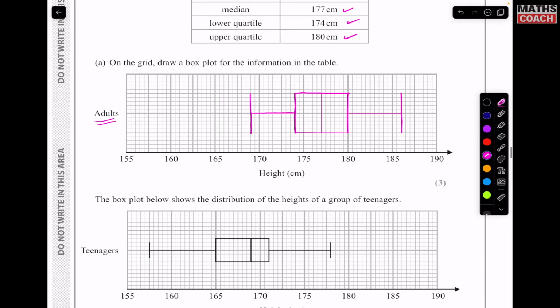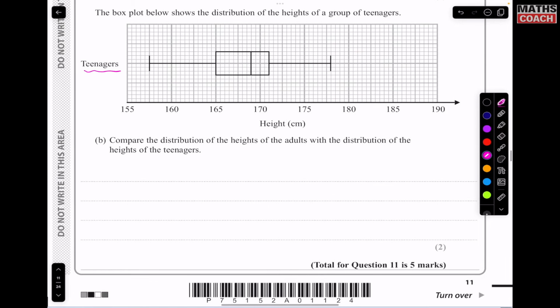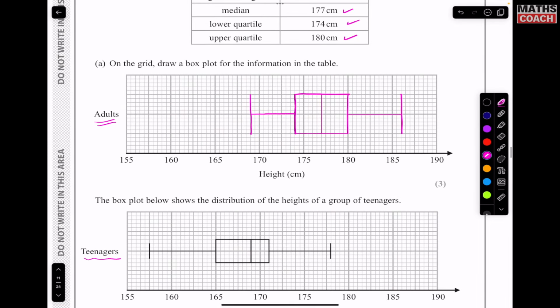Now it says the box plot below shows the distribution of the heights of a group of teenagers, and it wants us to compare the distribution of the heights of the adults with the distribution of the heights of the teenagers. Now usually these questions have got 2 marks. Let's see. Yes, there you go, 2 marks. So 2 points. And usually these points are to mention something about the median or the range. Could be the interquartile range or it could be the overall range. Okay, so let's see what we have.